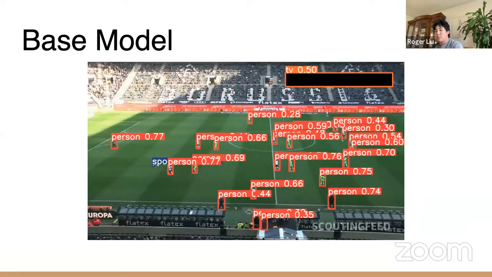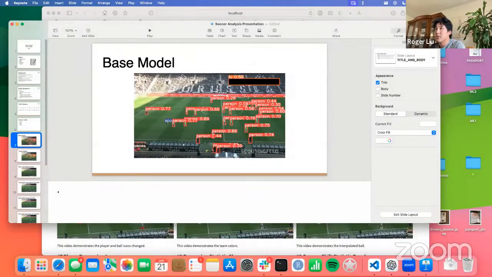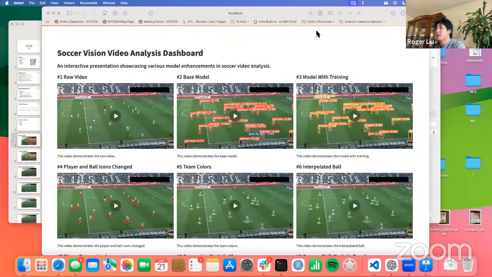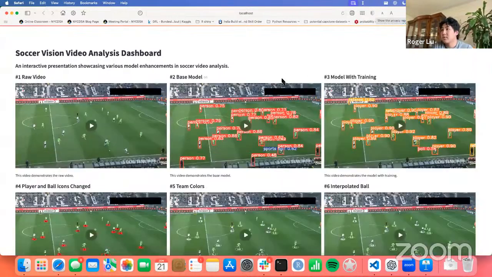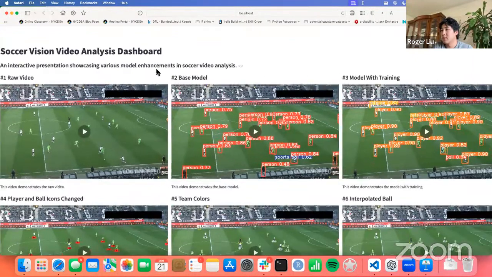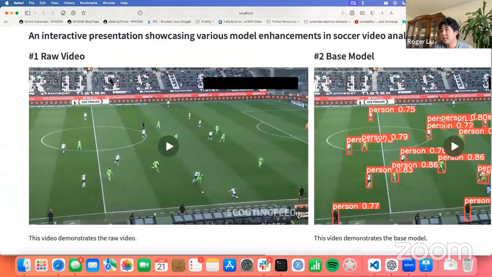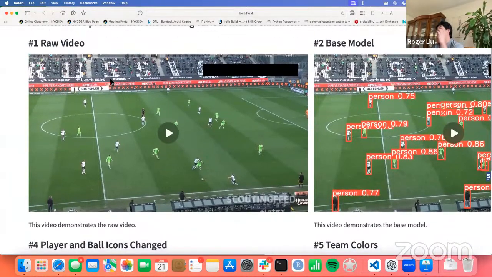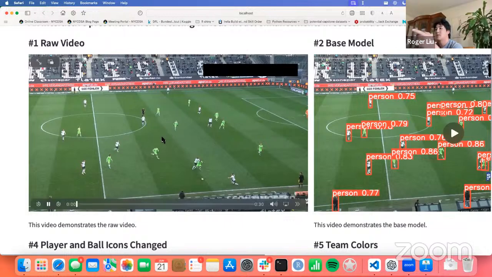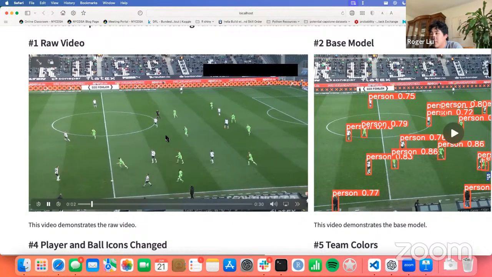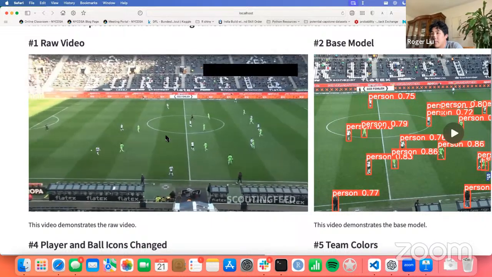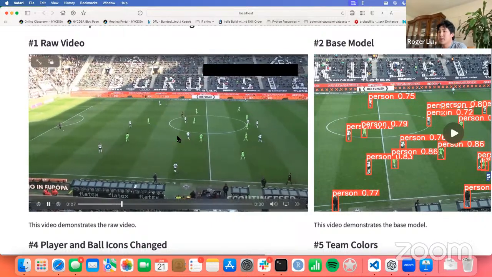So here we can go over to a quick dashboard that I made. If we go to this video right here, this is the raw video of what I used. The data set is found on Kaggle. This was a Bundesliga data set, and I used one of the videos. So here is the original video that I would input into the model.